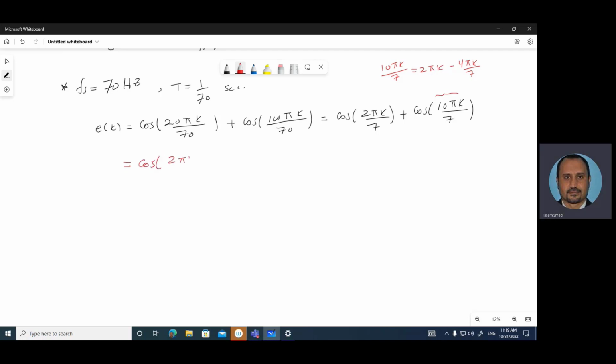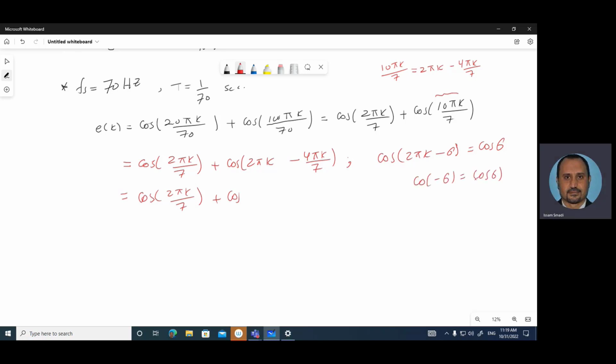So now, this will equal cosine 2 pi k over 7 plus cosine of 2 pi k minus 4 pi k over 7. Now, you know that cosine of 2 pi k minus theta is actually equal to cosine theta. Good. So repeat. So now this will equal cosine 2 pi k over 7 plus cosine, and you know that cosine of minus theta is equal to cosine of theta. Yeah? So this will be equal to 4 pi k over 7.